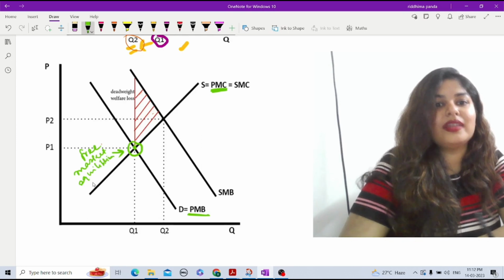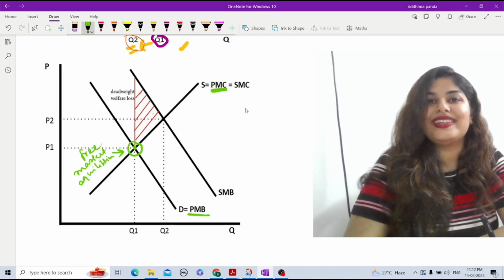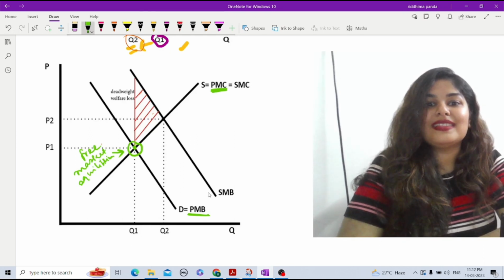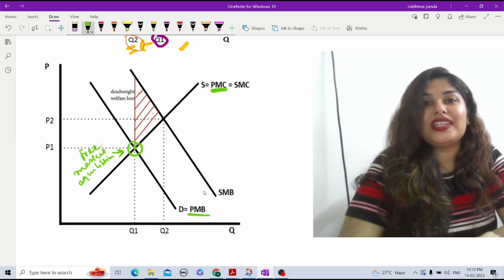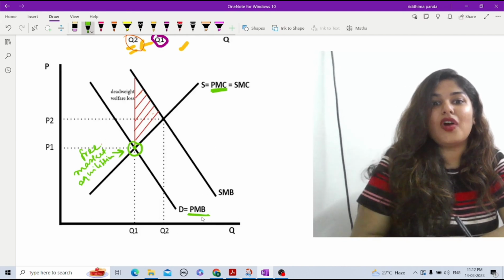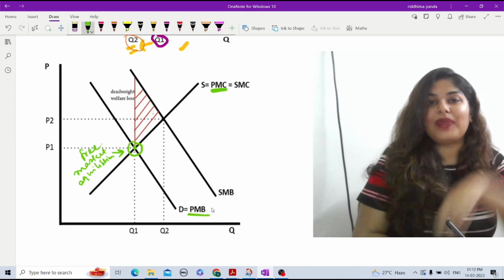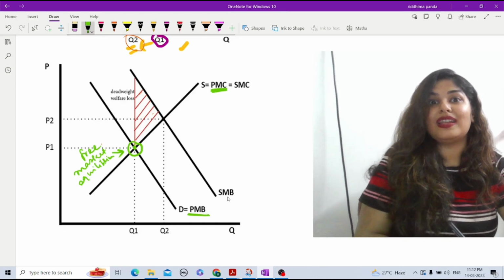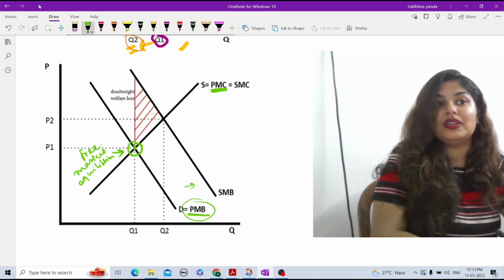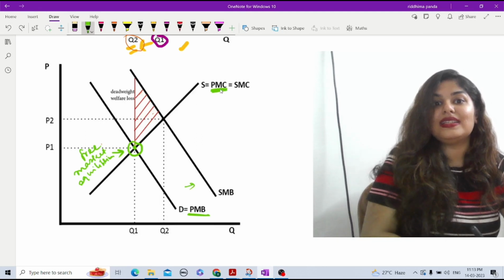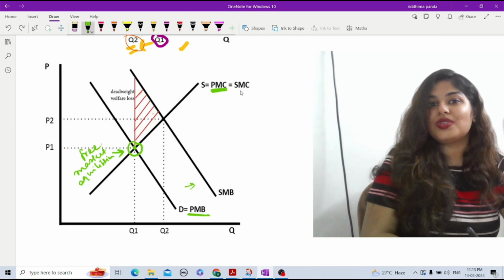One more thing here is about the demand and supply curve. Since this is creating positive externality, society would want it more. So the demand curve from the private point of view and the social point of view are different, unlike the negative externality diagram. That is why the social marginal benefit curve is on the right side of the private marginal benefit curve, and the supply curve is identical, that is PMC equals SMC, private marginal cost is exactly equal to the social marginal cost.